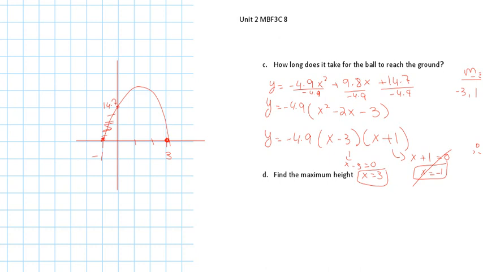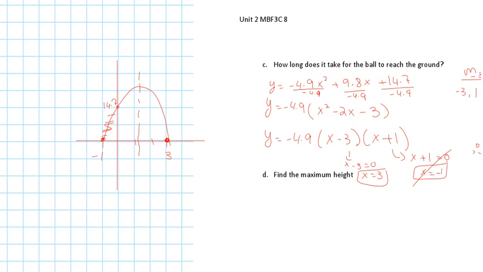Now, how would I find where the maximum height is? How do I find the optimal value? Find the two zeros and divide by 2. What does that give me? Okay, so the first step is I need to find the axis of symmetry. Once I find the axis of symmetry, then I can find the optimal value. You can't jump into the optimal value without finding the axis of symmetry first.